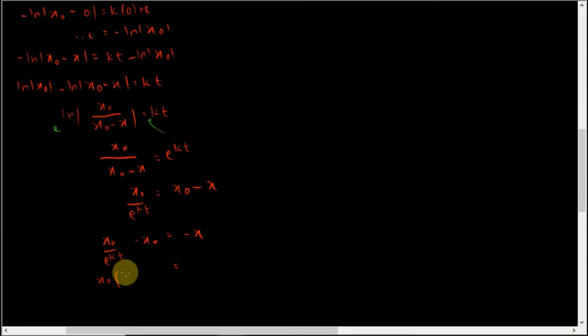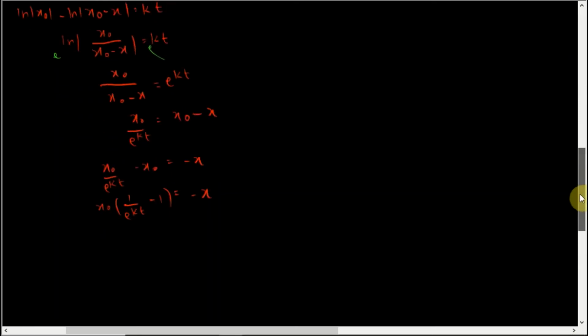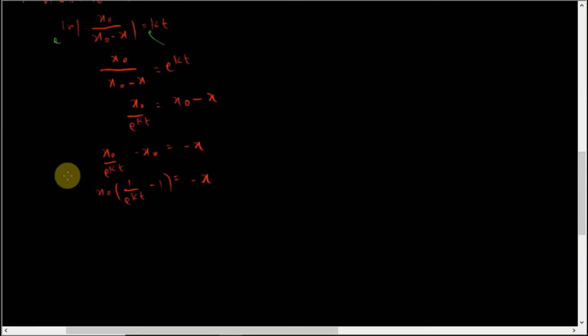This one, if I want to bring it up, how do I do it? e^(kt) minus 1 equals to negative x. We want only x, so we times everything by negative 1. So we will get, and I just bring x to the right side, x is equals to x naught (1 minus 1 over e^(kt)).